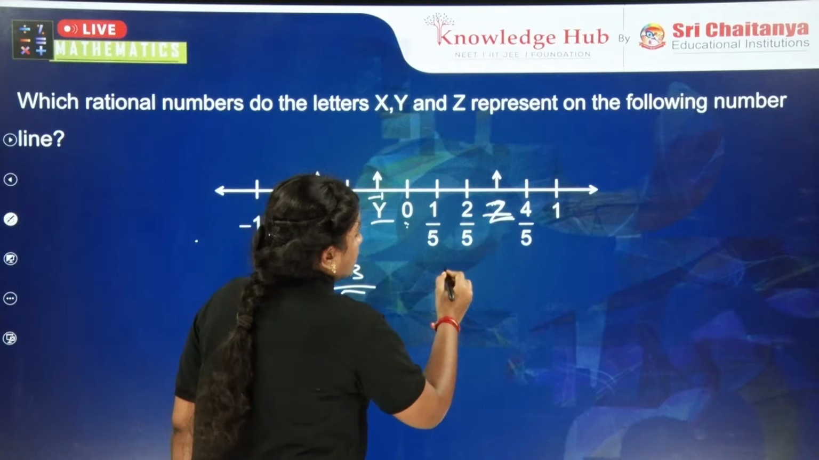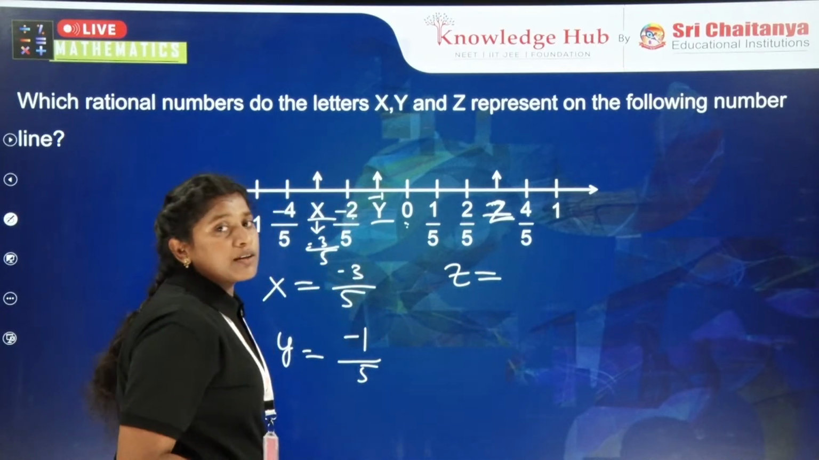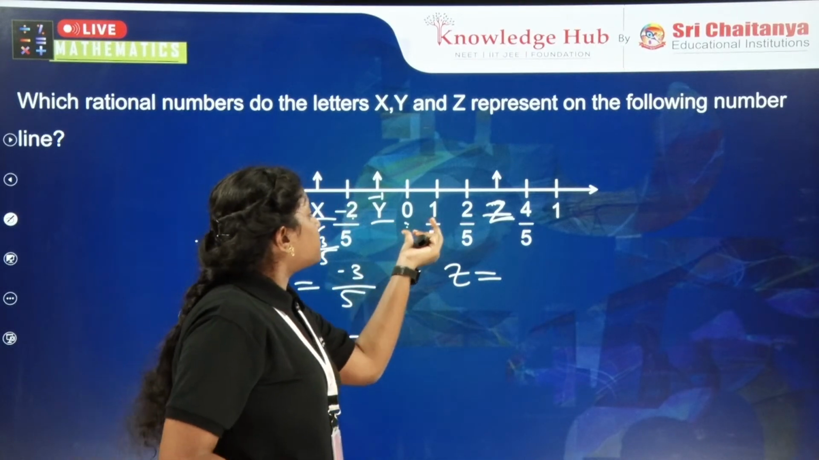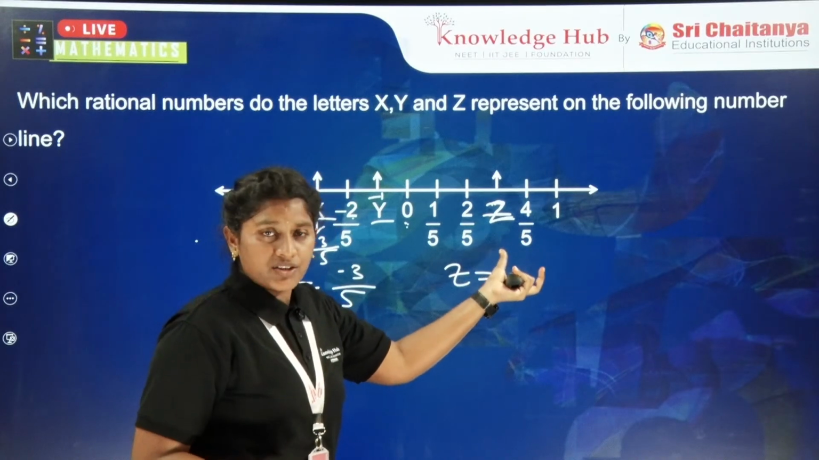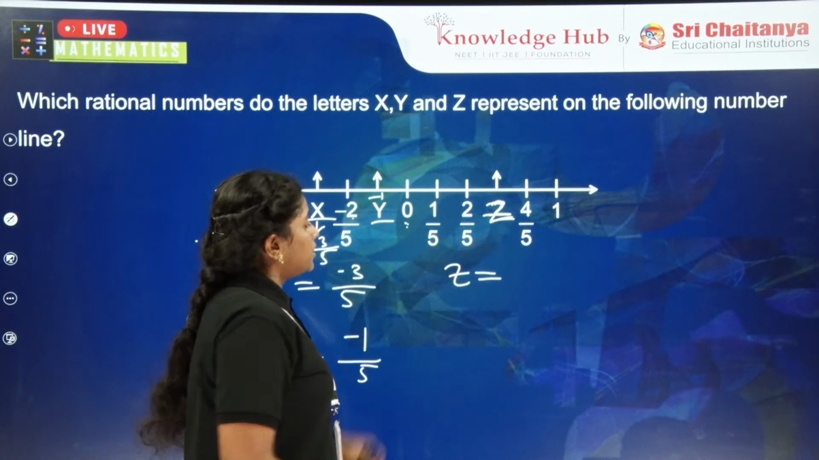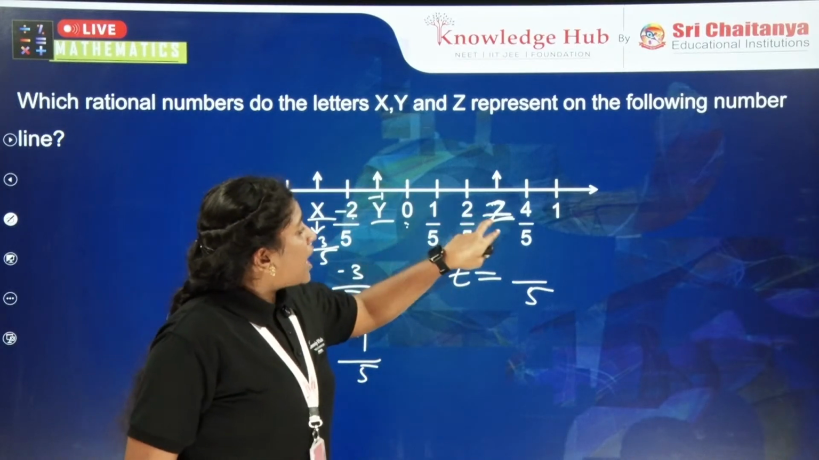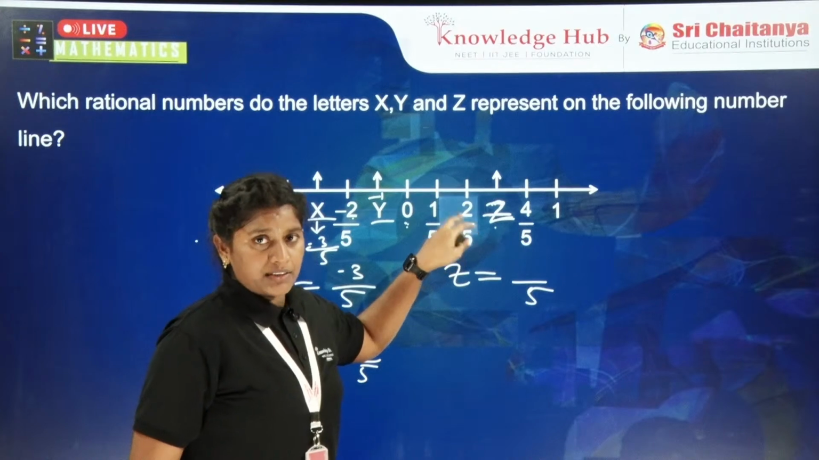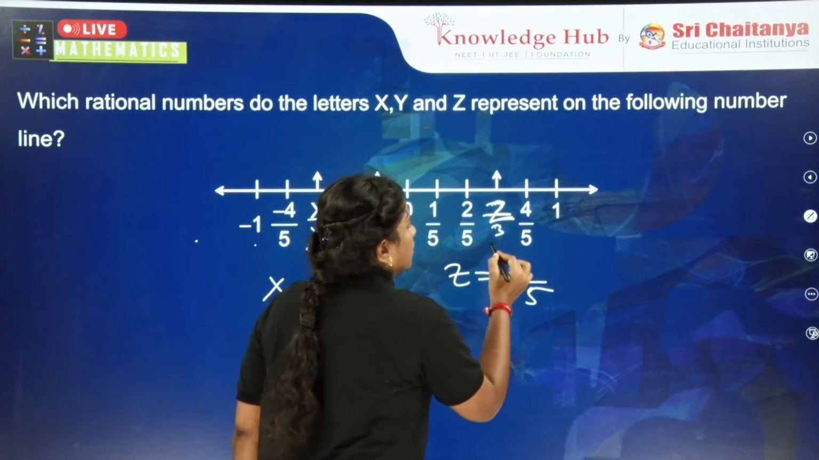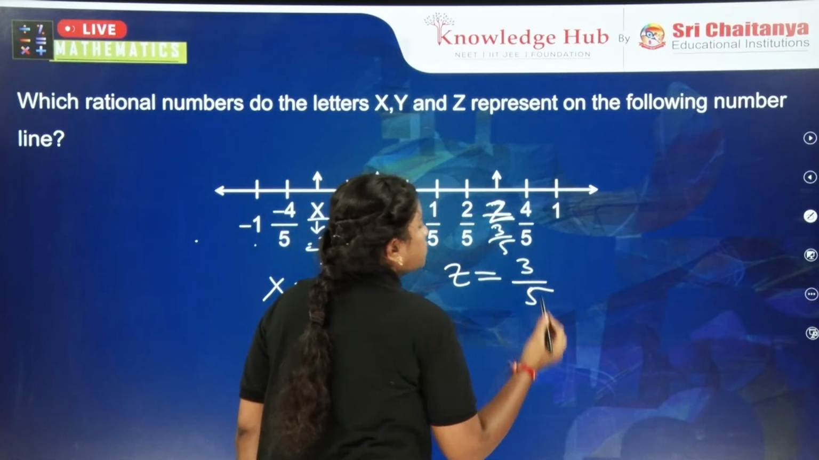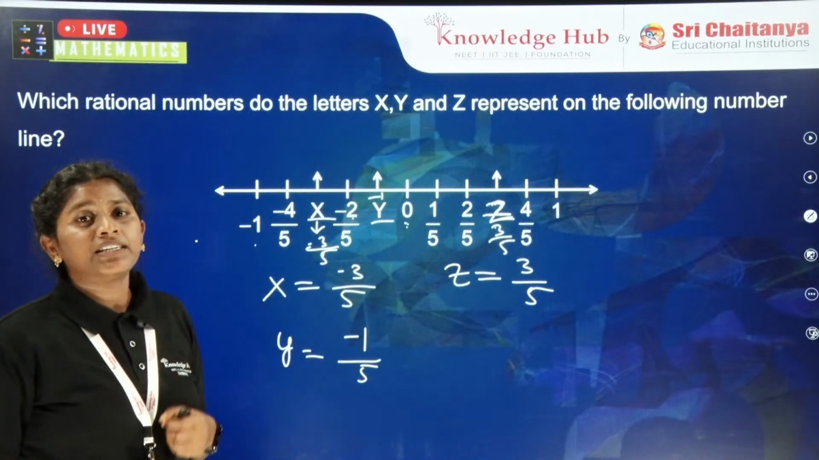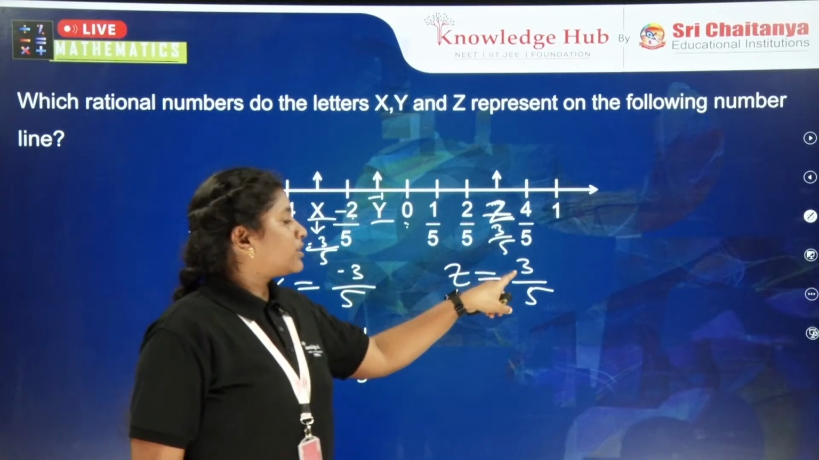Now moving to our z. So z is on the right side, so it is a positive value and it lies between 0 and 1, which is a proper fraction. And if you look at the denominator, it is also divided into 5 parts. But coming to here, we are having z after the second part. So it will be the third part. So the rational number which is represented by z will be 3 by 5.